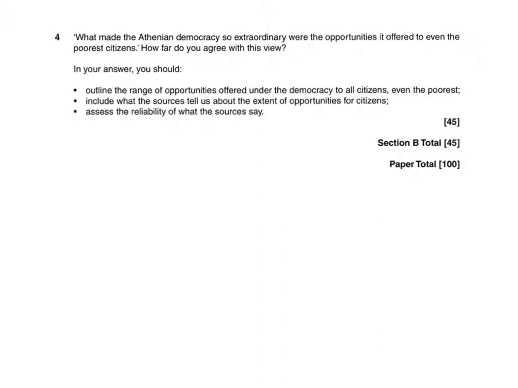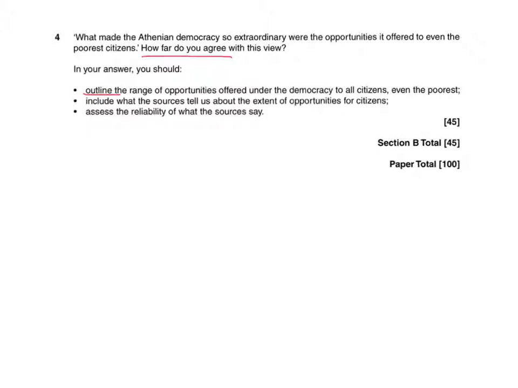Now, the key here is the phrase, how far do you agree? You'll always get that in this type of question because what it's asking you to do is give two sides of the argument, and that is crucial for your 45-mark question. You'll also always get 3 bullet points, and they'll be requiring 3 aspects to your answer that you must include. The key word in the first bullet point is outline.